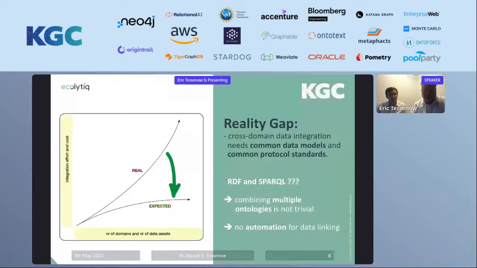The reality gap we have observed is shown here on the slide. We would expect lower cost and less effort due to all the learnings, but the more data one wants to integrate, the more problems we have to handle. Even if we use RDF and SPARQL, it is still a problem for cross-domain data integration. The technical standards are there, and they are used, but the way they are used differs depending on the domain you are in.